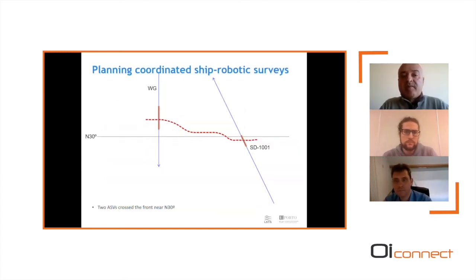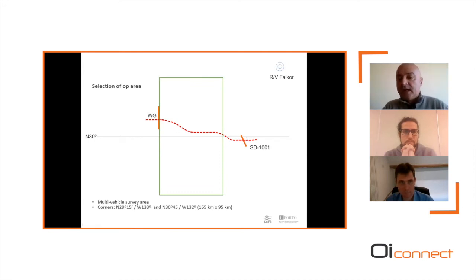Then what about planning for coordinated ship and robotic surveys? We had a representation here of a track from a wave glider and a track from a sail drone. Based on these, we could tell that the front was located somewhere in between. And based on this, we picked this rectangle for the op area, 165 kilometers by 95 kilometers. At the time, the Falkor was still far away.